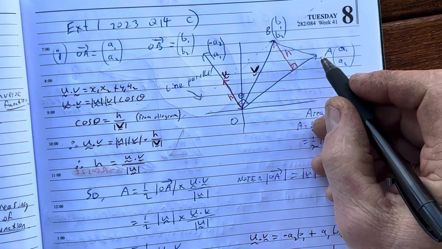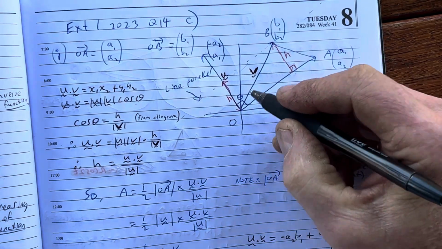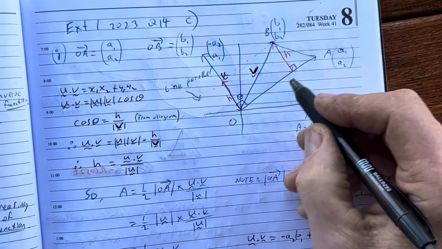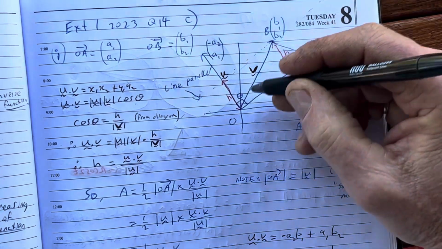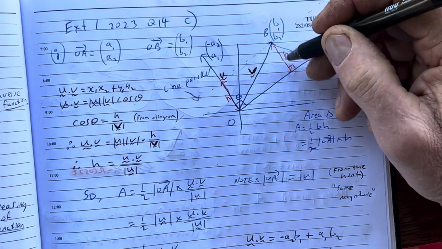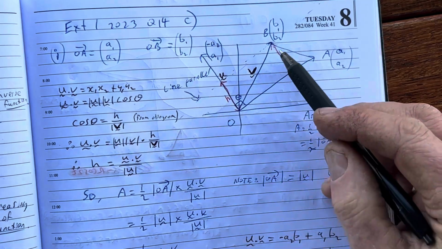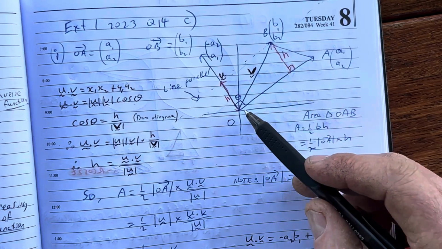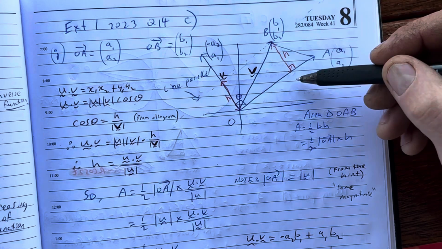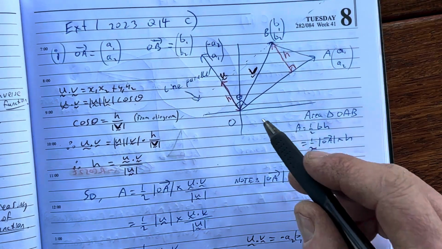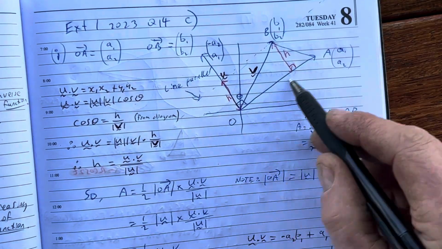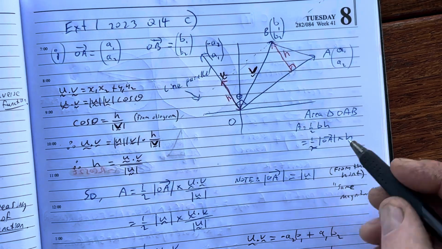They know that OA is (A1, A2), and OB is (B1, B2). I've drawn OA longer so you can show with the area of a triangle that it's the perpendicular height. Okay, so the area, that's what you want. The area of the triangle is a half of the base times the perpendicular height, which is what's going on here. And the base is the length, the magnitude of OA times the perpendicular height.